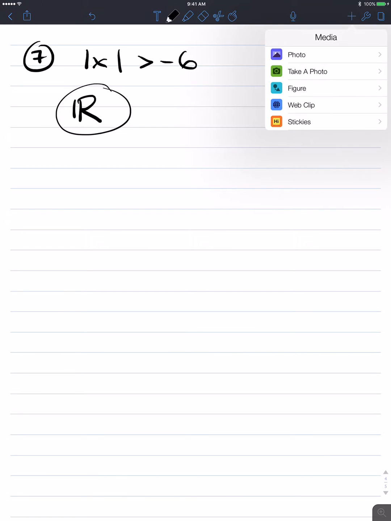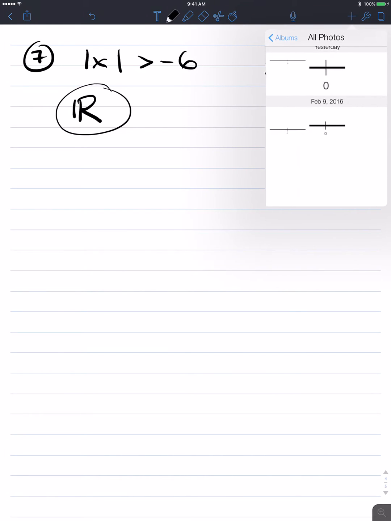Number 7, the absolute value of x being greater than negative 6. Let's note, I'm going to say to you the following. Your solution set is all real numbers. What that means is every number on the real number line is shaded. What that would look like as a graph would be the following.